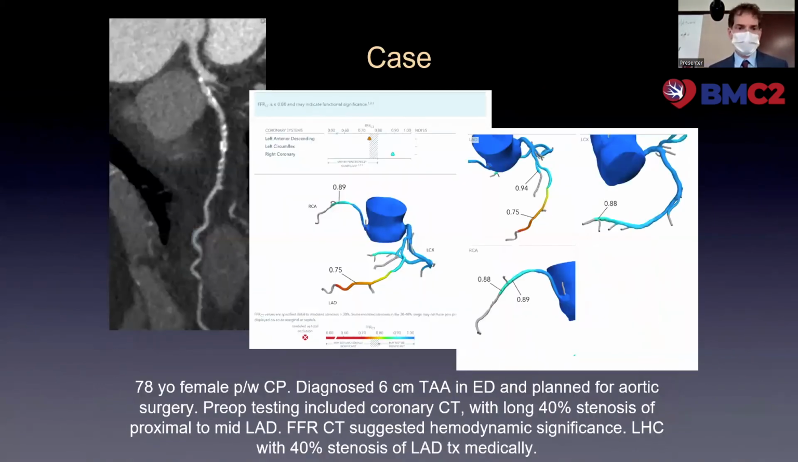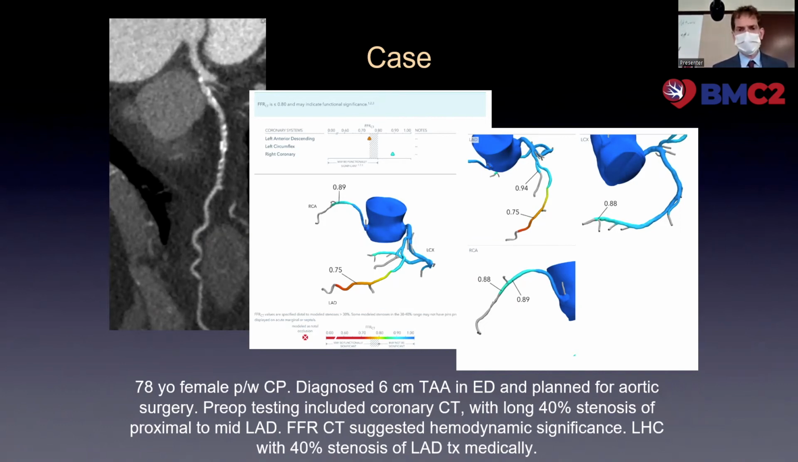This is a recent case that we did, a 78-year-old female with chest pain. She had a really big thoracic aortic aneurysm in the emergency department and was planned for aortic surgery. So pre-op, they did a coronary CT, which showed a long 40% stenosis of the LAD, kind of right around here. There's also a lot of calcium, which makes it hard to see. So an FFR-CT was performed.